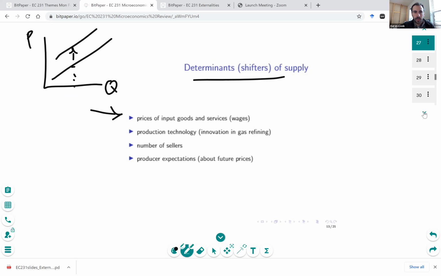We can also think about technology. So if production technology is improving, if it's getting easier to make this or that, if the processes are becoming more efficient, that can be something that actually shifts this out and makes suppliers willing to supply more at a given price because they're able to do so more efficiently.